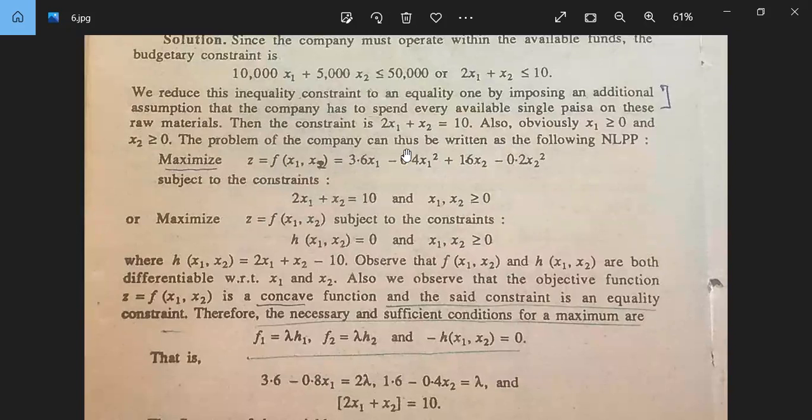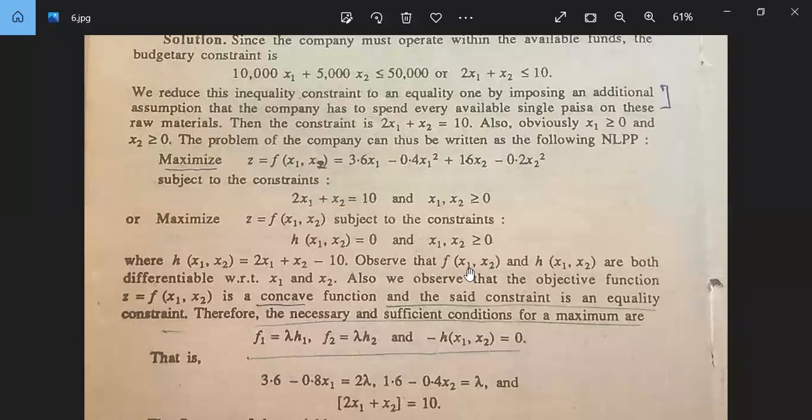The problem of the company can thus be written as the following NLPP. देखो क्या problem हुआ, maximize z is equal to f(x1, x2), means it is 3.6 x1 minus 0.4 x1 square plus 1.6 x2 minus 0.2 x2 square subject to the constraint 2x1 plus x2 is equal to 10। अब यहाँ equality हो गया and x1, x2 greater than or equal to 0 और maximize z is equal to f(x1, x2) subject to the constraint h(x1, x2) is equal to 0, x1, x2 greater than or equal to 0, where h(x1, x2) is what, 2x1 plus x2 minus 10.